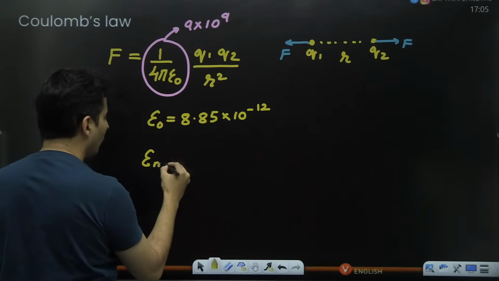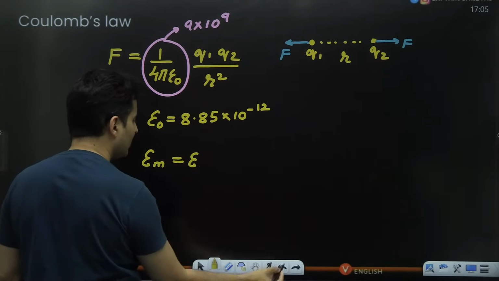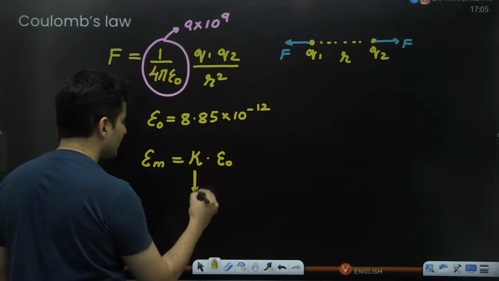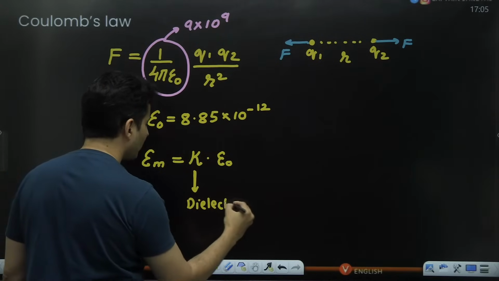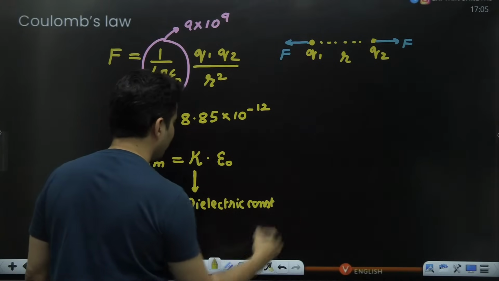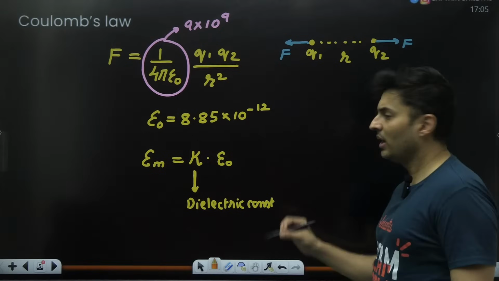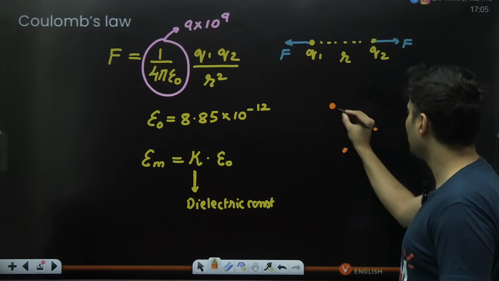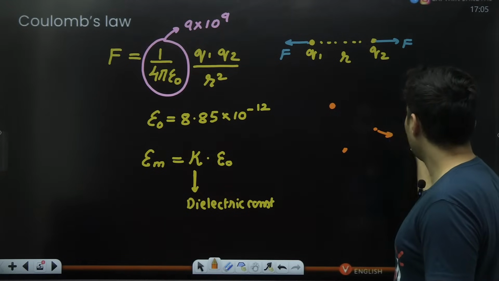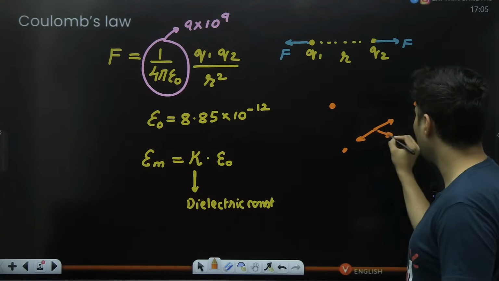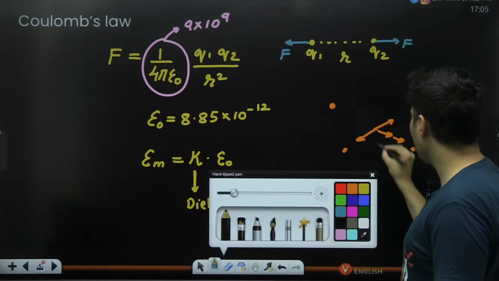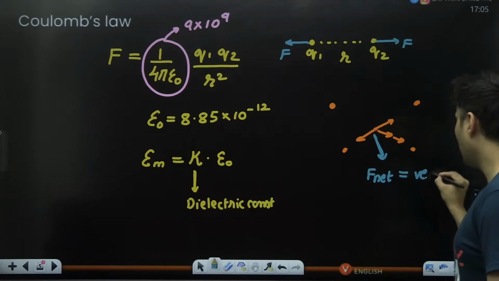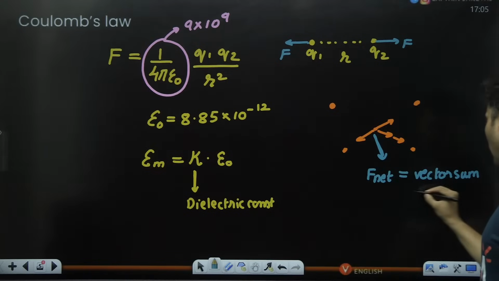But any permittivity of the medium is always a relative permittivity, which I can also call the dielectric constant, into the permittivity of free space. This is your dielectric constant. Keep this in mind. Whenever there are more than one charge, and you have another charge over here, then this charge will experience force due to this one, due to this one, and due to this one, and there will obviously be a net force. So the net force is nothing but the vector sum of all the forces acting on it.